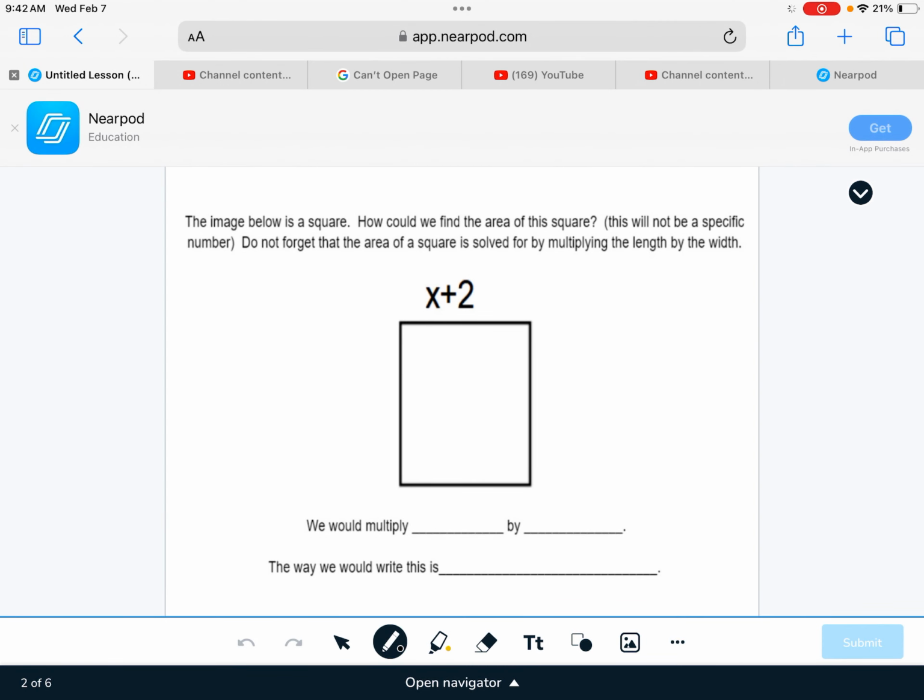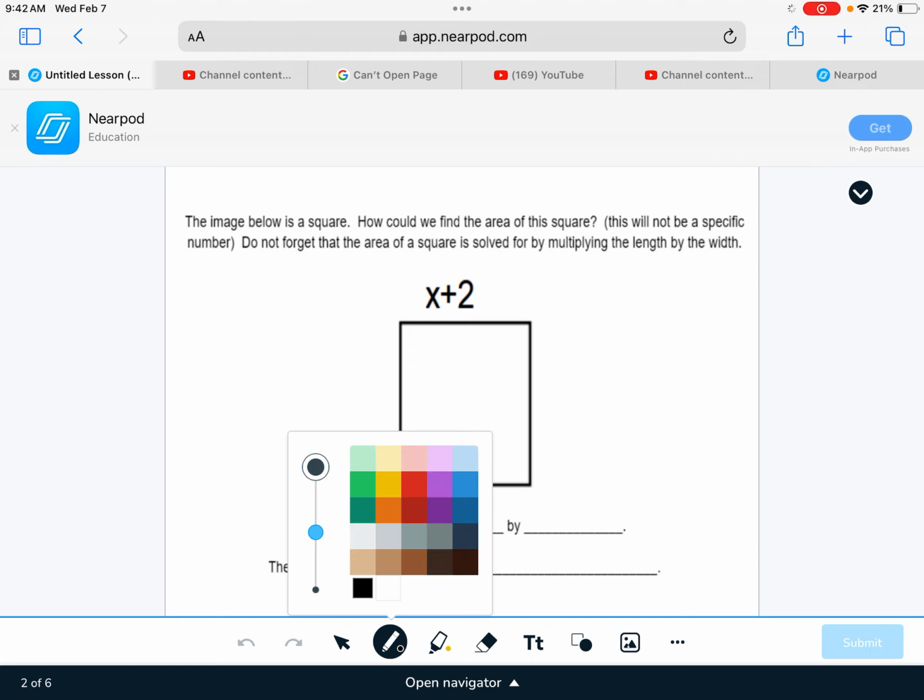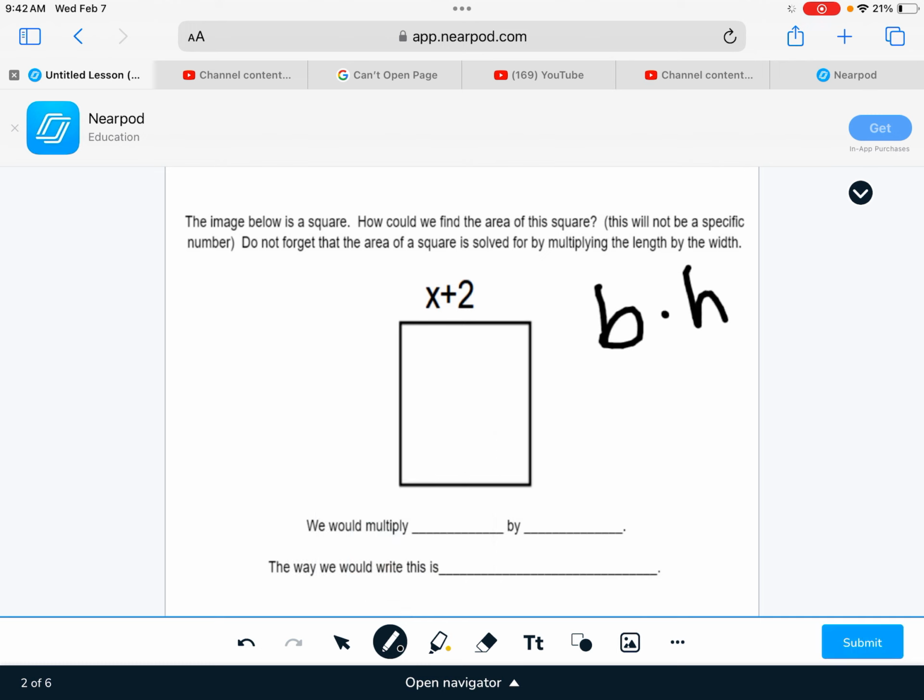We are going to be working on multiplying polynomials today. These polynomials basically mean that we have more than one number that we are going to be distributing through the parentheses. For example, the image below is a square. We need to find the area of a square. Don't forget, the area of a square is the length of the base times the height.